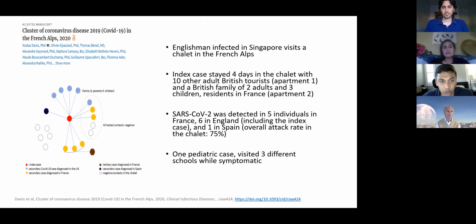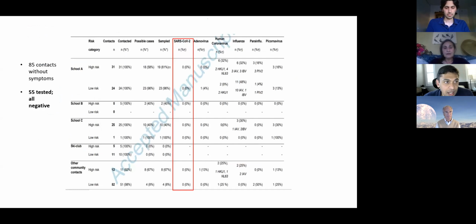And then that child went home to France and went to 3 different schools while he was still symptomatic, meaning that he had cough and runny nose. And in the course of visiting those 3 schools, he exposed 85 contacts. So 85 other people were around him while he was still having a cough and runny nose from COVID. Of those 85 contacts, none of them developed symptoms, and 55 were tested and were found to be negative.